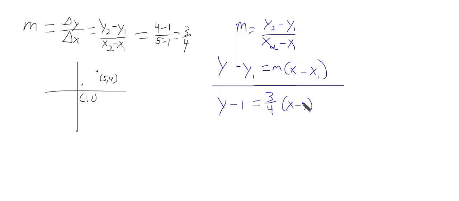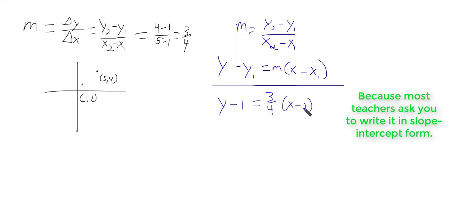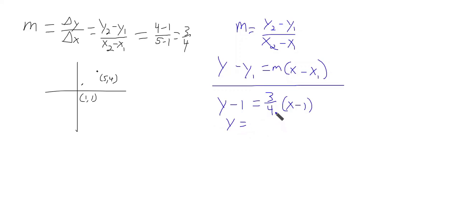But let's change this over to slope-intercept form so we can talk about that. So let's move the 1 over, and let's distribute this as well. So 3/4 x minus 3/4, and we move the 1 over, so plus 1. So this equals 3/4 x plus 1/4. And this is the equation for this line.